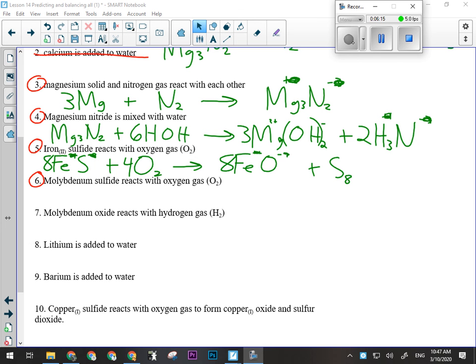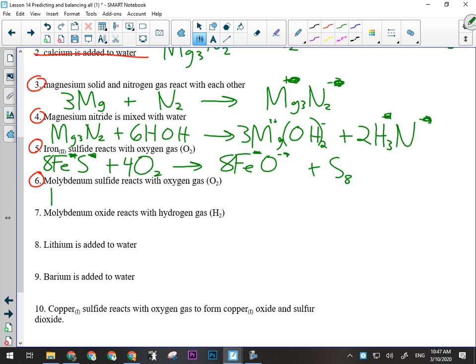With number 6 here, I've got molybdenum sulfide. Molybdenum is Mo, and its charge is +6. It's with sulfur, whose charge is -2. So it's an ionic compound, which I need to drop and swap. When I drop and swap, though, I get 2 and 6. What do I need to do with those two numbers? Lowest terms. That's what I wanted to point out.